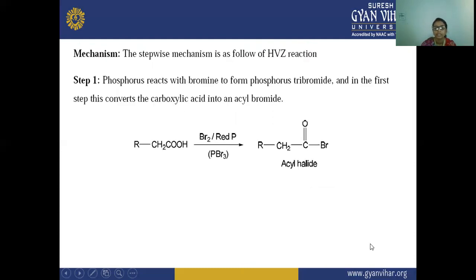Next, the step-by-step mechanism. The first step: phosphorus reacts with bromine to form phosphorus tribromide, and it converts the carboxylic acid to acyl bromide. So the acyl halide, or you can say the acyl bromide, is formed here.